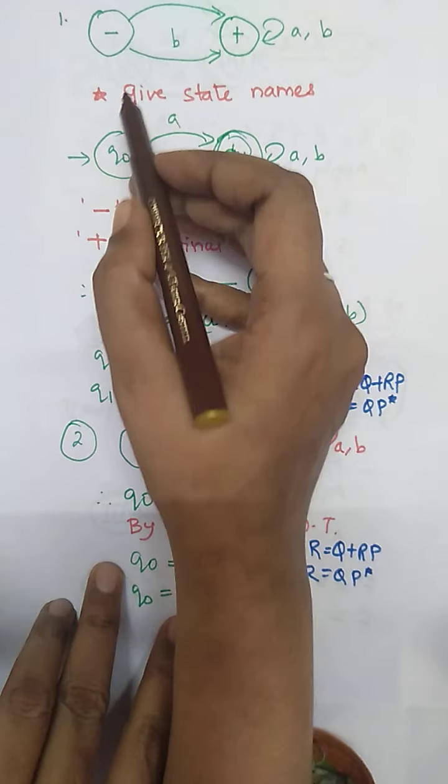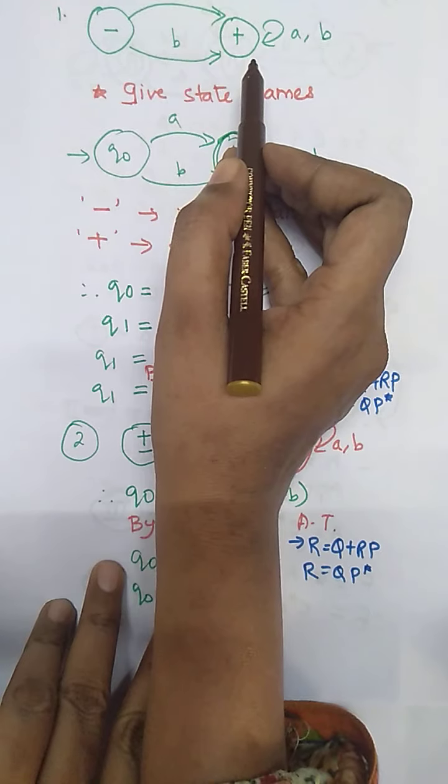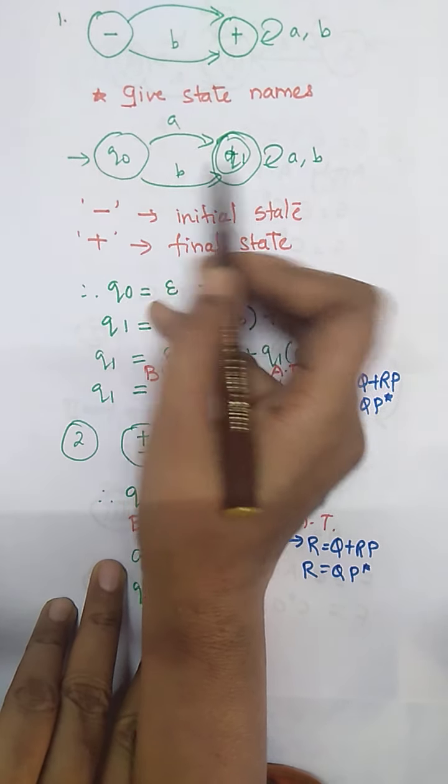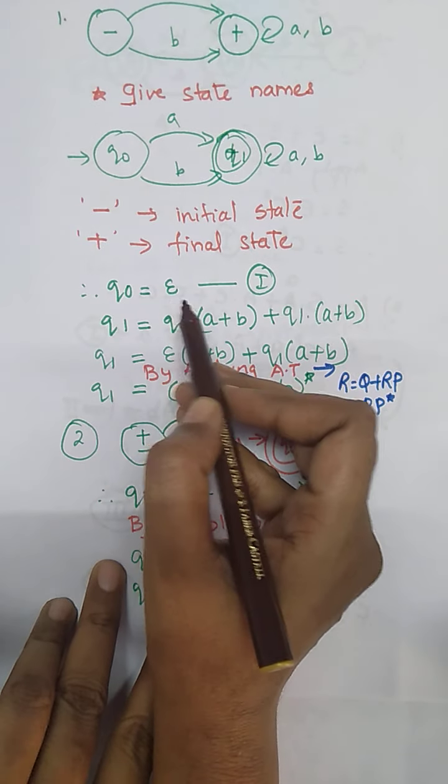The next one, here minus and plus signs are given. Minus means the initial state, plus means the final state. So we have given the corresponding initial and final state names. Here there is only one incoming arrow, so Q0 will be epsilon.